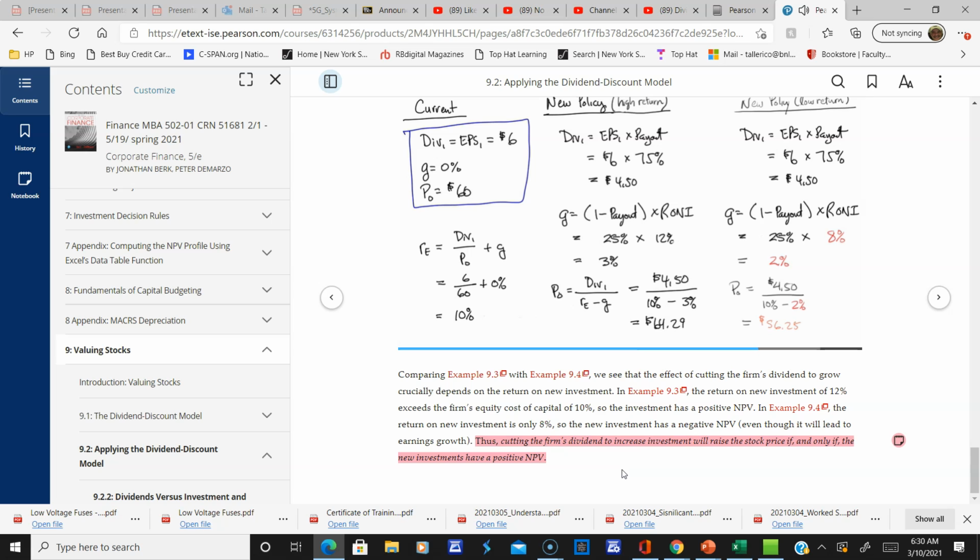If investors believe the new investments have positive NPV, the stock price should rise as the increased growth more than makes up for the dividend cut. But if the new investments have negative NPV, then the change in policy will cause the stock price to fall.